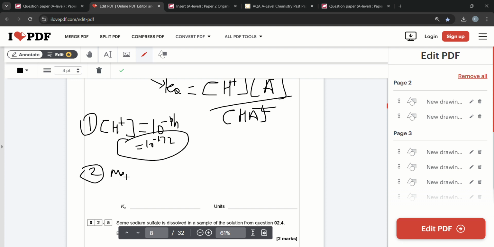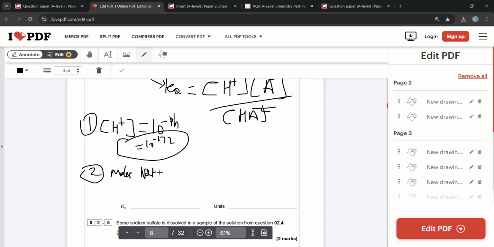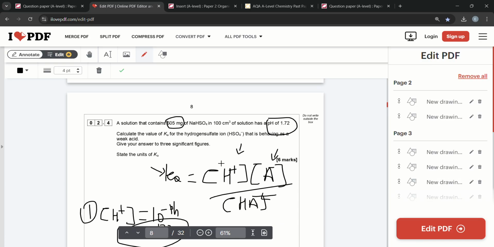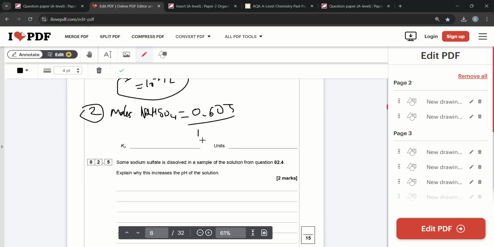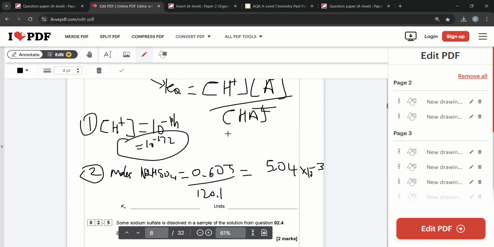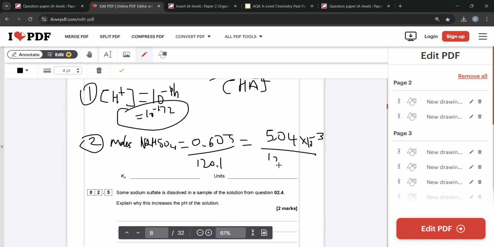Then I can find the moles of NaHSO4, but I need to convert the milligrams, that's the trick. So it's going to be 0.605 divided by the Mr, which it doesn't give us, but the Mr is 120.1, giving 5.04 times 10 to the power minus 3. And now we want the concentration of the NaHSO4: concentration is moles divided by the volume in dm³, 100 times 10 to the power minus 3.